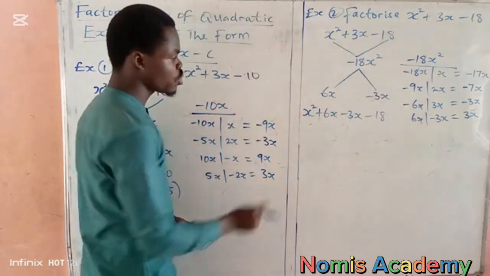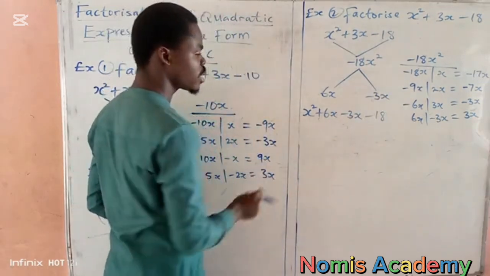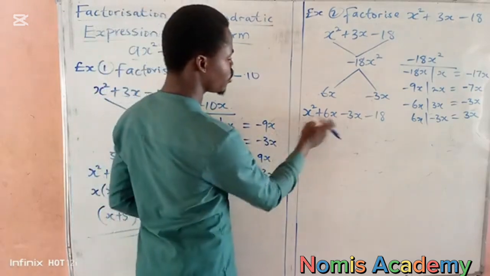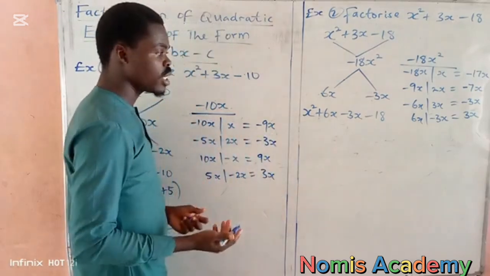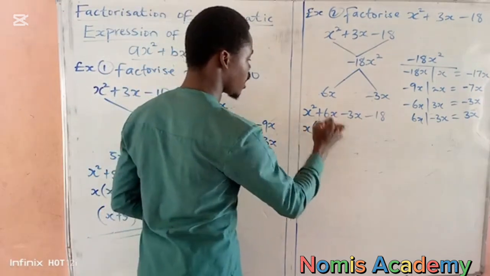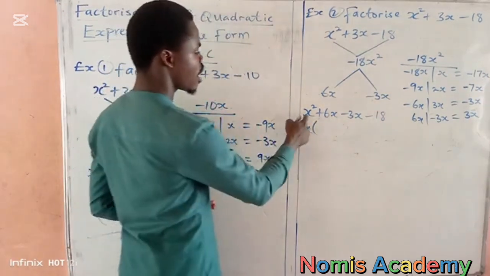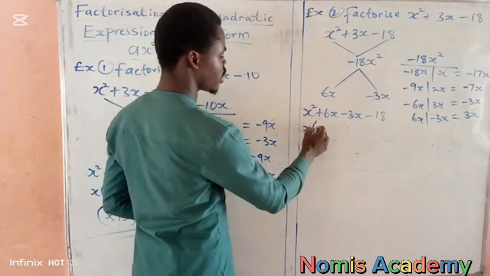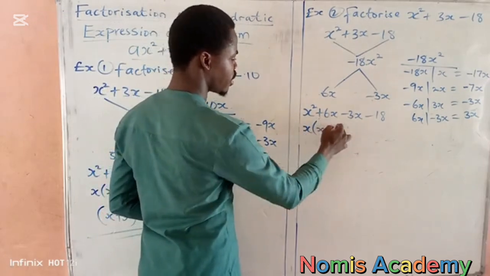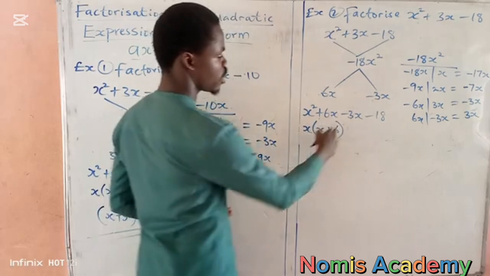Now the next thing to do is to pick the first two terms and factor out what is common. Now look at it critically. You agree with me that x is common. So I'll write x out and enclose the rest in a bracket. x squared divided by x is x. Plus 6x divided by x is 6. Then go to the next.